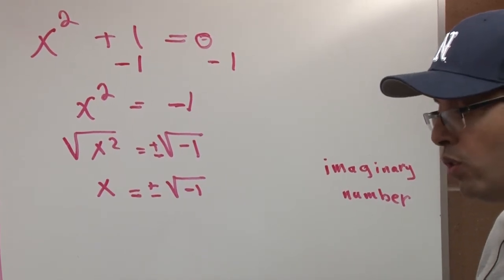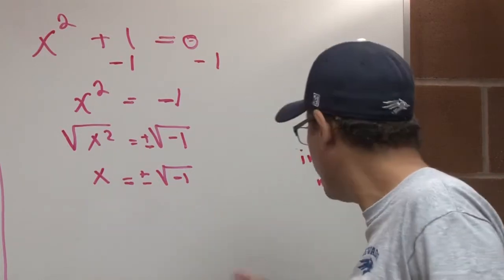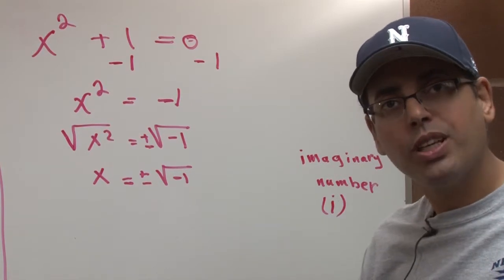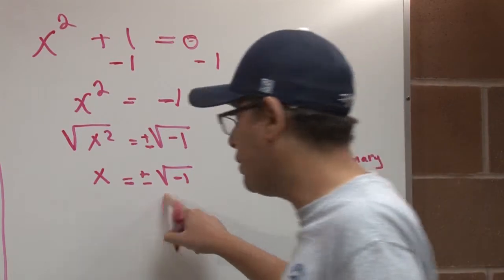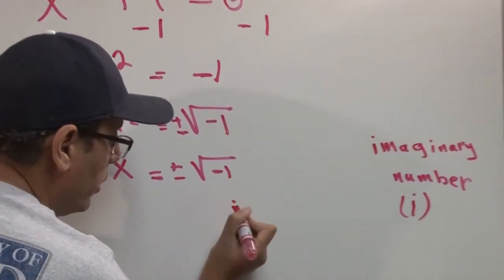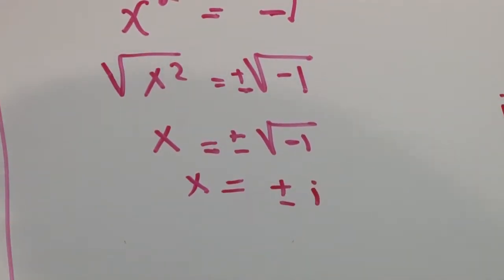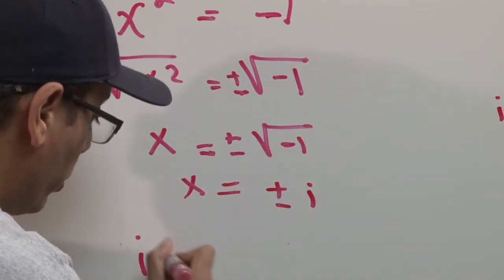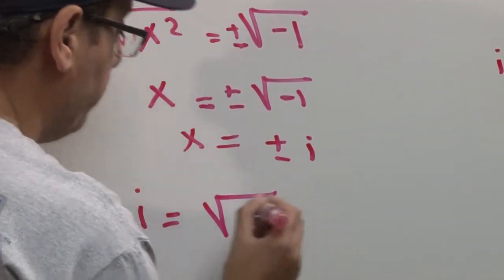So as a symbol for this imaginary number, they call it i. So instead of using the square root of negative 1, I could say i. So here I would say x equals plus or minus i. Okay, let me go backward. That means that i equals what? Equals the square root of negative 1.